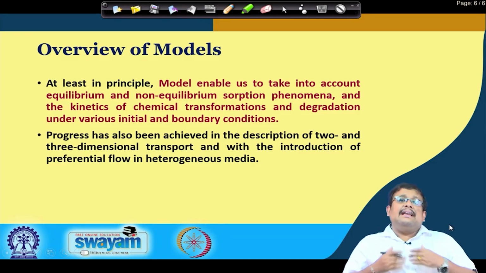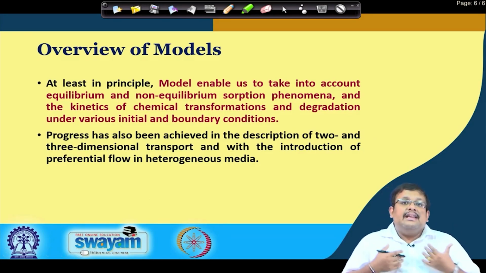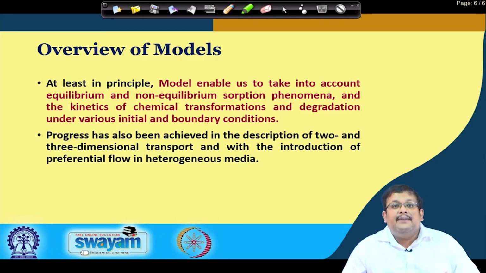Remember that, at least in principle, models enable us to take into account the equilibrium and non-equilibrium sorption phenomena and the kinetics of chemical transformation and degradation under various initial and boundary conditions. We will discuss that in detail in the coming slides. Progress has also been achieved in the description of 2 and 3 dimensional transport, with the introduction of preferential flow in heterogeneous media. What is preferential flow? We will discuss it in our coming slides.